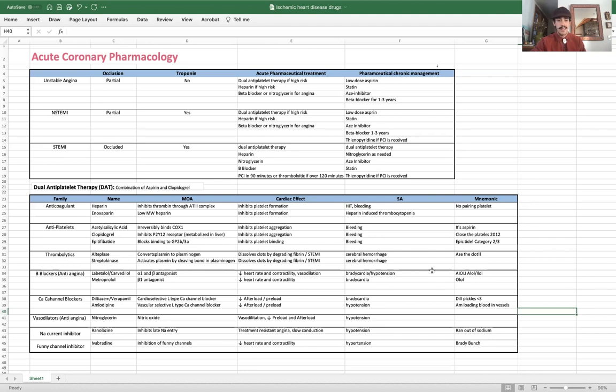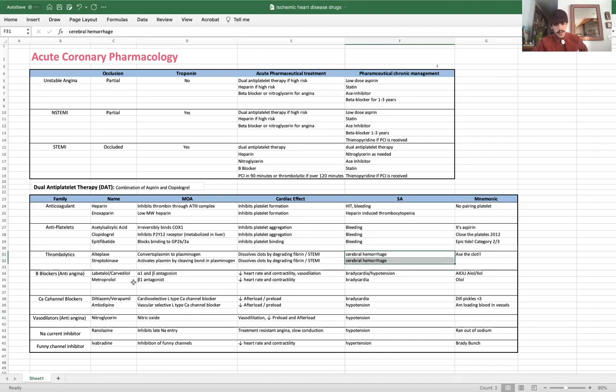ACE the clot. Alteplase, the mechanism of action is it converts plasminogen to plasmin, and then the mechanism of action for streptokinase is it activates plasmin by cleaving the bond in plasminogen. So just keep plasminogen to plasmin in your mind. It activates that process. It dissolves the clot, and it is used in the context of a STEMI. These are also a huge risk for bleeding, huge risk.